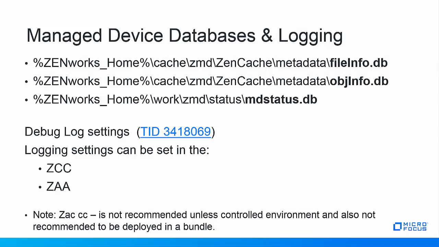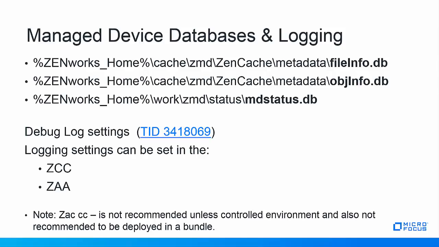The managed devices have three small but very important databases: File Info, Object Info, and MD Status. These in tandem manage the ZENworks on the managed device. File Info DB stores a mapping of content versus Zencache locations. The Object Info DB stores the object metadata and agent properties, setting details into cache. And the MD Status stores statuses of bundles, policies, things like device refresh info, and many other components of ZENworks, like the status of the icon if it's effective or disabled, etc.